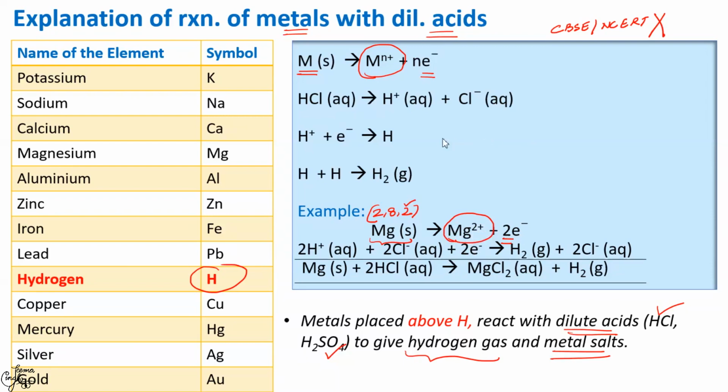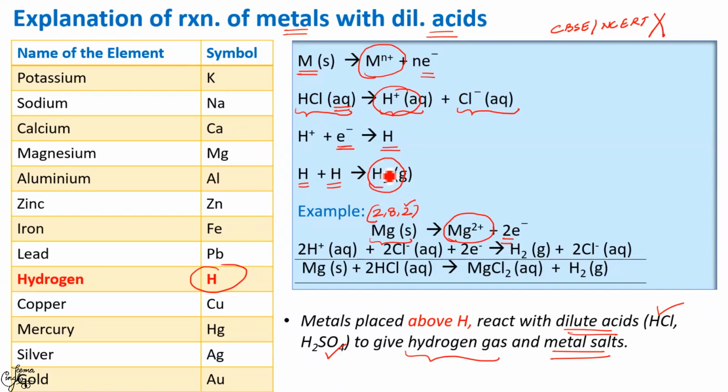Now coming to the acid, let us say the acid we take is dilute hydrochloric acid, and hence the word AQ. Dilute hydrochloric acid is going to ionize into H plus ions and chloride ions. Now when metal is added to acid, the H plus ion is going to take electrons from the metal and convert into hydrogen atom. Now this hydrogen atom is quite unstable because it has only one electron. In order to complete its duplet, it is going to combine with another hydrogen atom to form hydrogen gas.